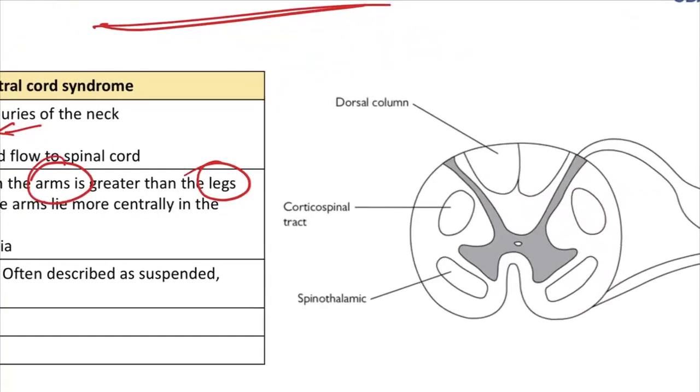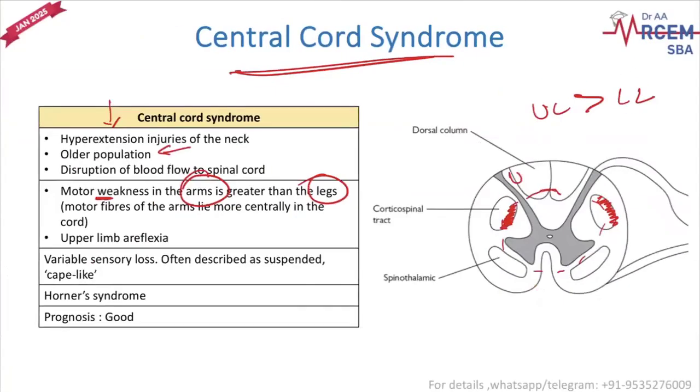Why? It is a central cord, so the central part is involved first. That means the muscle fibers which are more medial are involved. The upper limb muscle fibers are more medial. The lower limb muscle fibers are more lateral. That's why the upper limb weakness is much greater compared to the lower limb weakness. That is a classical finding you need to be aware of.